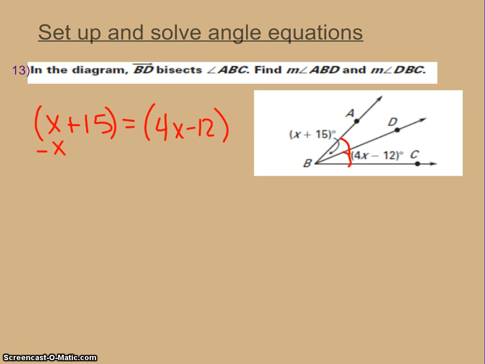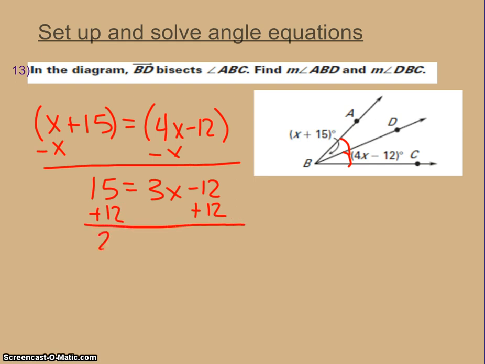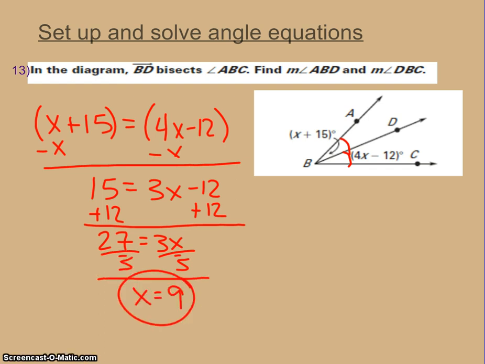So I'm going to subtract x from both sides. So we get 15 equals 3x minus 12. Add 12 to both sides. So then we get 27 equals 3x. Divide by 3. And we get x equals 9. Now, the actual problem isn't asking us to find x. It's actually having us find ABD and DBC. So we need to go ahead and plug those back in to find those.